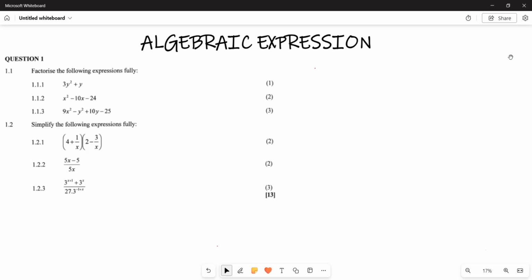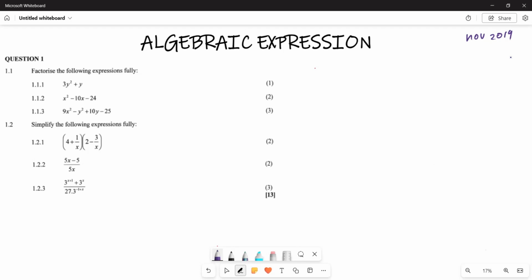What we are looking at now is our algebraic expressions, right? And when it comes to these algebraic expressions, we are looking at our November 2019 paper, right? So basically, that is what we are looking for. Now, let's first see what this question has for us, right?